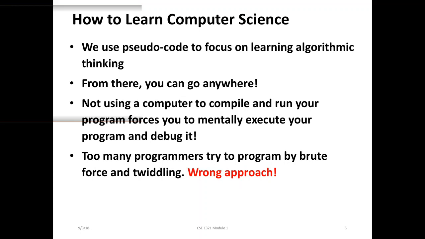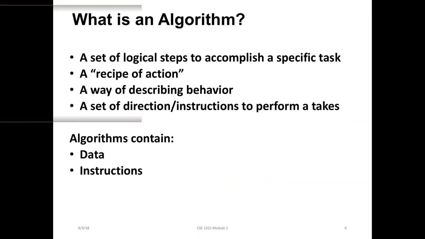Okay, so now we will begin our journey. What is an algorithm? Let us review again. We already discussed: a set of logical steps. An algorithm is a set of logical steps to accomplish a specific task. In other words, we can say a recipe of action. Or in another way, we can say a way of describing a behavior.